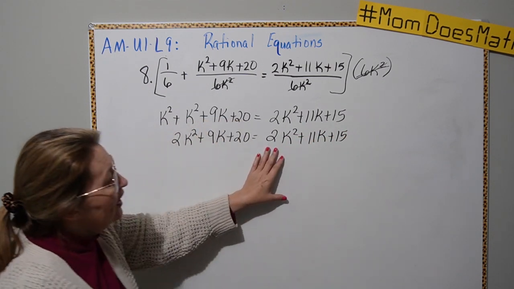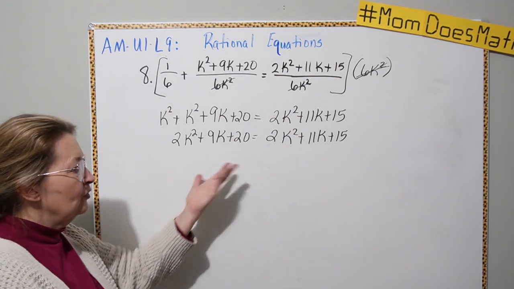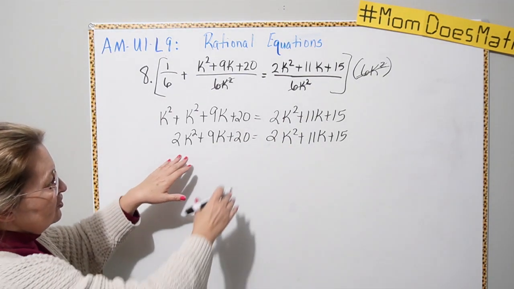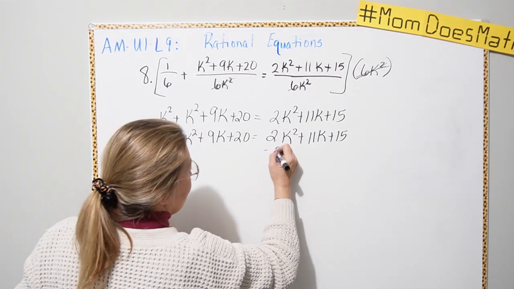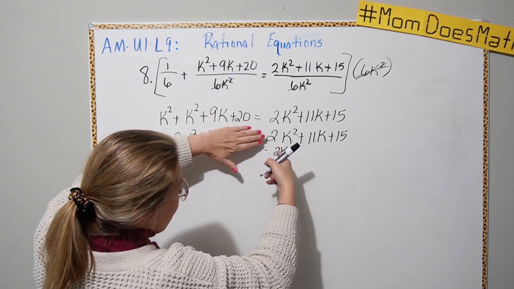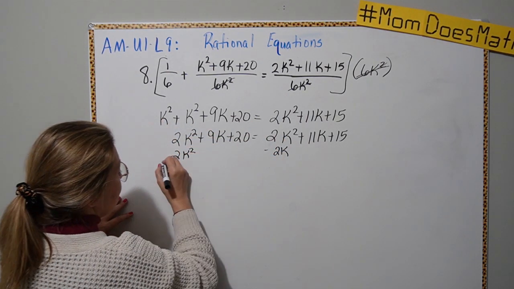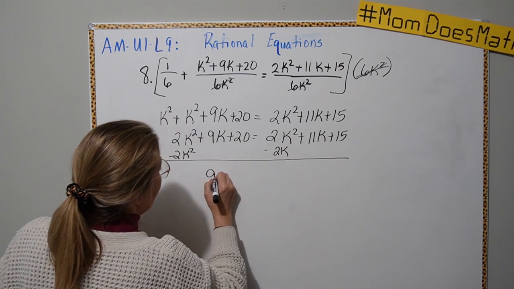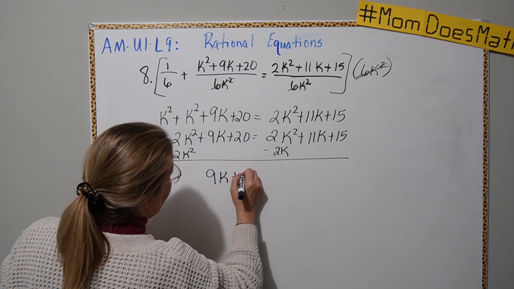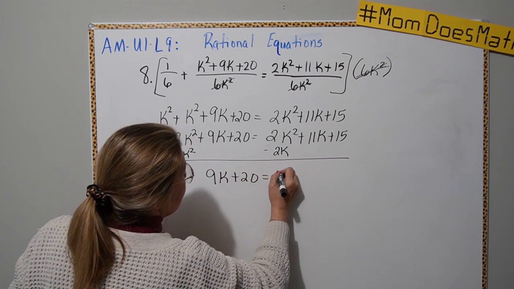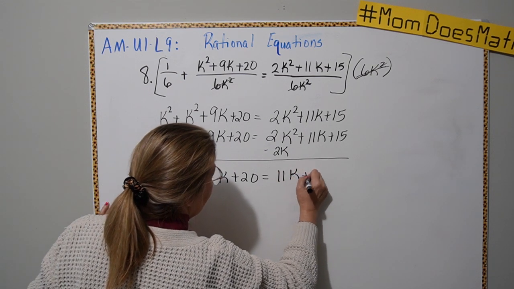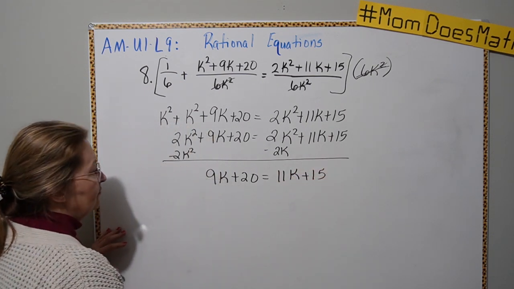Now, since it's quadratic, I need to get everything over here. So let's start with the k squares. Now, when I subtract 2 to get rid of this, it's also going to get rid of it over here, which makes it really nice. Now, what I have is 9k plus 20 is equal to 11k plus 15.